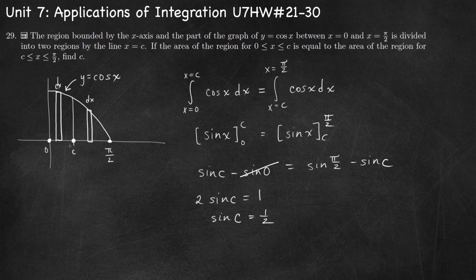And c has to be between 0 and pi over 2 based on our picture. So where is sine equal to 1/2? In quadrant 1. 0 to pi over 2 is quadrant 1. So well, sine is equal to 1/2 at 30 degrees, or pi over 6. So c equals pi over 6.